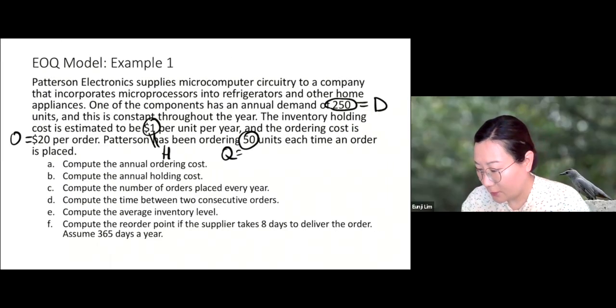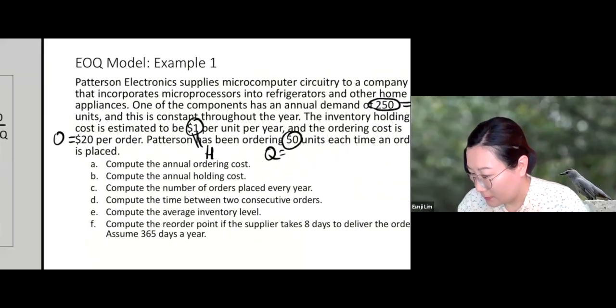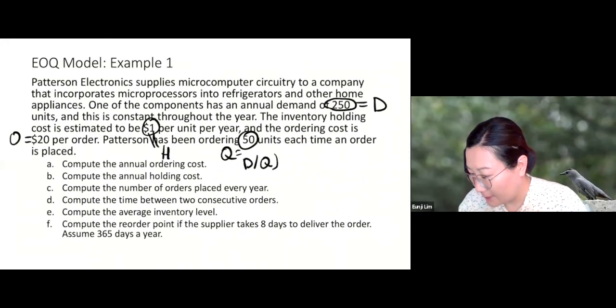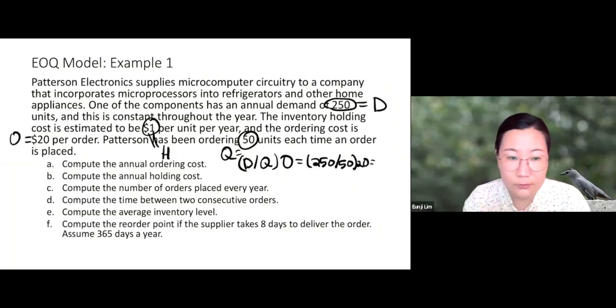Okay. So annual ordering cost, what's the formula for the annual ordering cost? D over Q times O. So let's plug in the quantities. D equals 250, Q equals 50, and O equals 20. That's equal to 100.